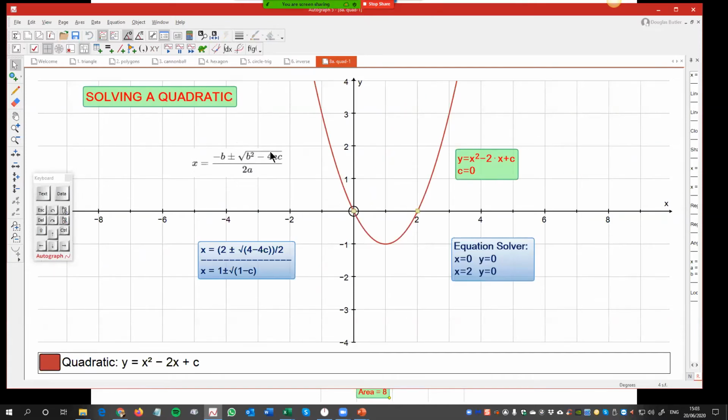Now, there's the formula, which everybody's very familiar with, and here's the quadratic equation, and it has two roots. Well, does it always have two roots? Well, let's have a look. We open the constant controller now. C at the moment is 0.